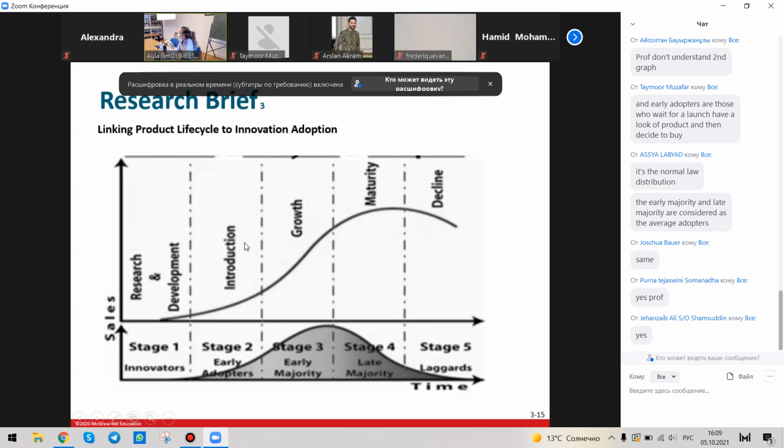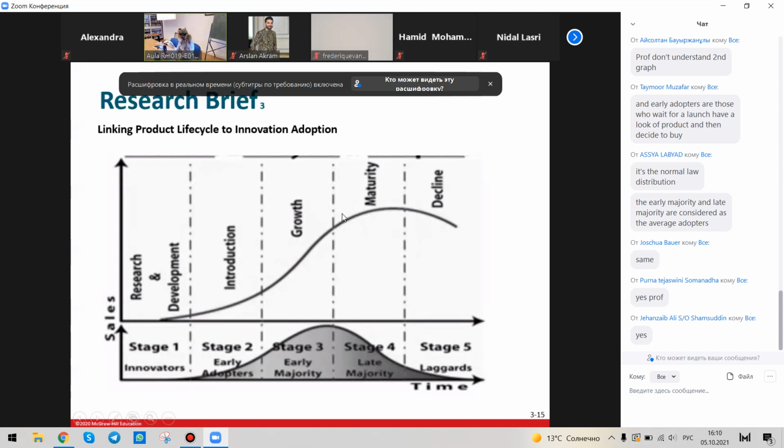And of course, in the stage of R&D, where the innovation is at a very, very preliminary stage, we will have the adoption by the innovators, because they are wealthy, they are risk takers, okay? And they have a strong propensity to innovation. In the phase of introduction, when we have a slow increase in the sales of a new product, we will have the early adopters.